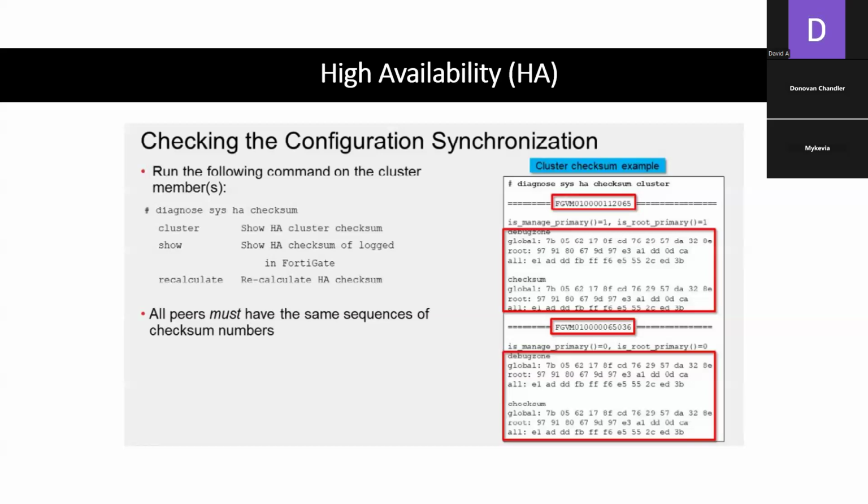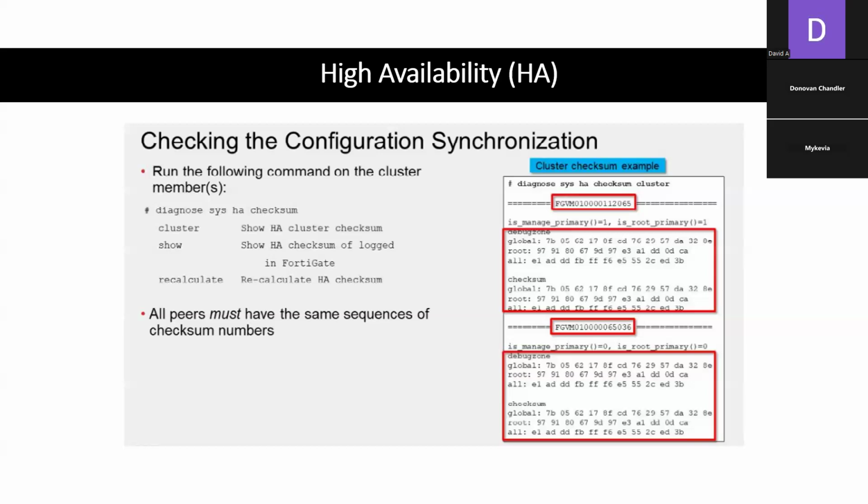You could also go ahead and run the diag system HA checksum recalculate, right? What it'll do is, if you run that on any of the members within the cluster, it'll go ahead and recalculate those HA checksums. Okay. Why would you need that? The connection was reestablished, but the configuration was changed ever since the connection was established. Boom, you just go ahead and recalculate it, right? You just do a manual recalculation, and then you're good to go.